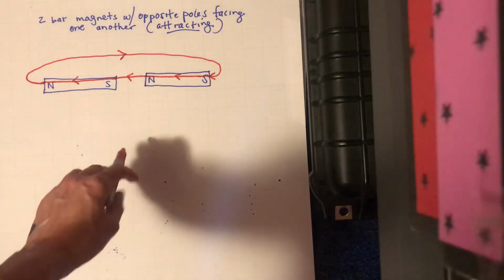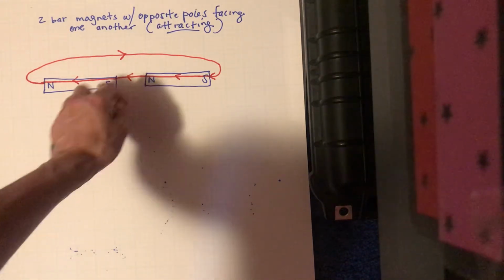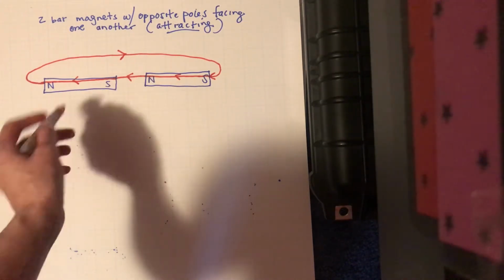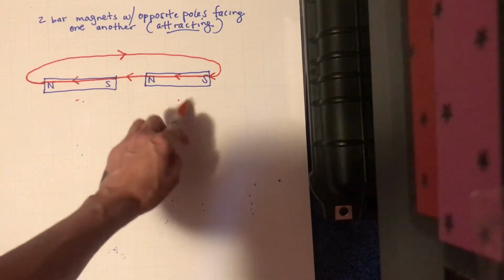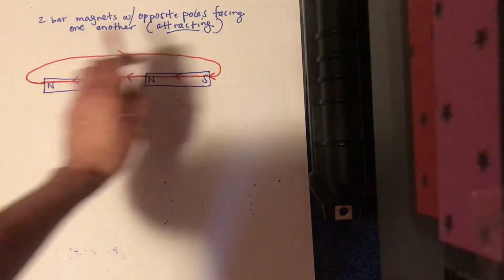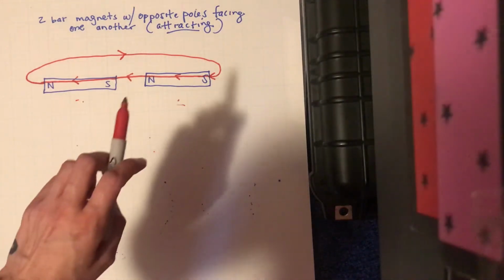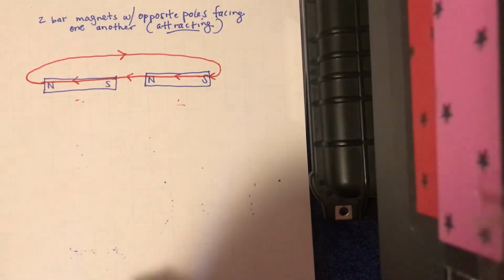So this is what I was saying before, where when you have the opposite poles facing each other, you have the same polarity shared by both of these magnets. In other words, the same directionality of electron spin. And that is why they are attracting.